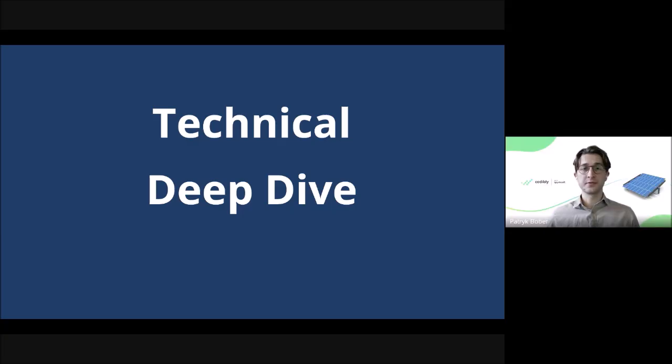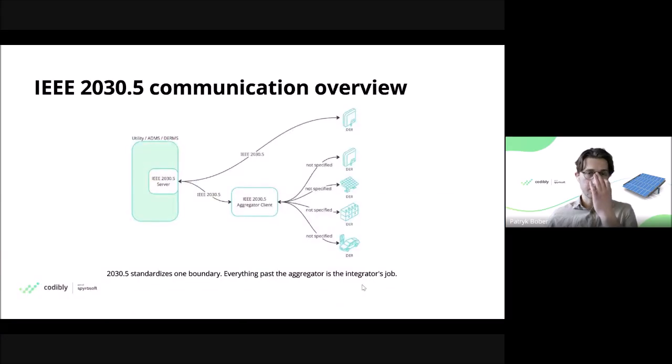Thank you, Spencer. So if you could please go to the next slide and we'll start. Okay, so let me set the picture before we go deep. At Codibly, we ship 2030.5 server and client-side integrations on both sides of the wire. On the left of the diagram, the utility backoffice holds the operational logic, advanced distribution management system, DERMS, market systems, billing, and the IEEE 2030.5 server is one of several outbound surfaces from the backoffice, sitting alongside other protocols the utility uses for substations, other utilities, and the wholesale market.